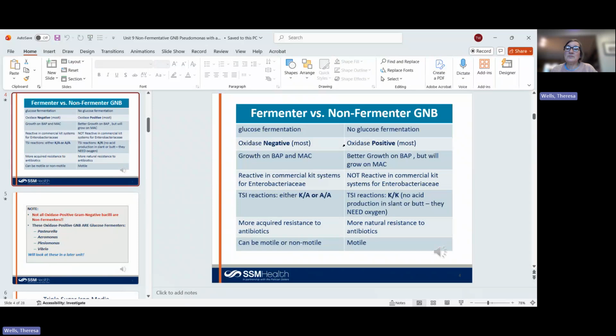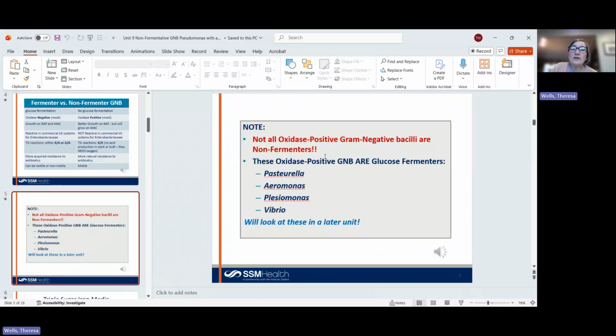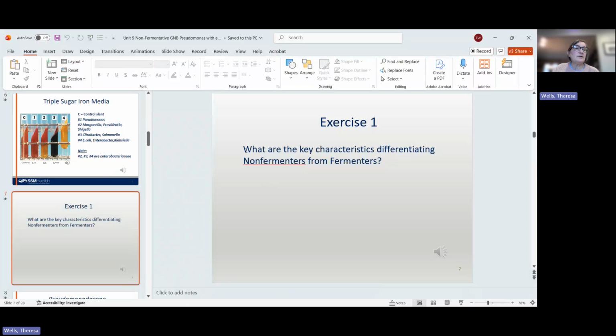Your non-fermenting organisms, not so much. They tend to be not very reactive in commercial systems. They're also mostly oxidase positive, and they don't ferment glucose. These differences are helpful, I think. There are a few, and that's what's in that other unit with the Vibrio and such. There are some oxidase positive gram-negative bacilli that are glucose fermenters, and they fall into genera such as Pasteurella, Aeromonas, Plesiomonas, Vibrio. That was that separate unit that we already talked about.